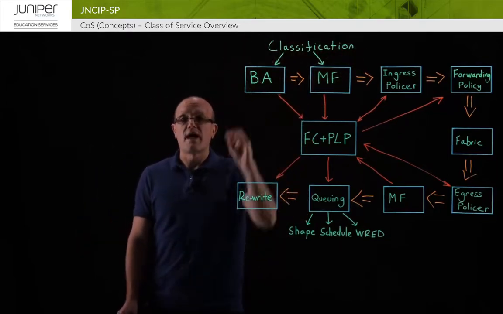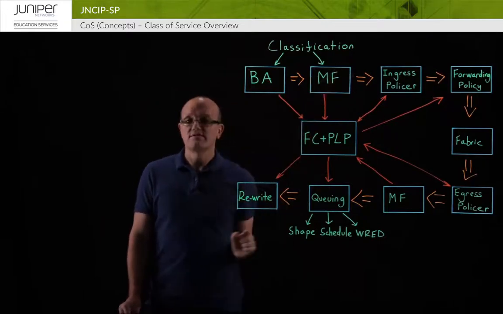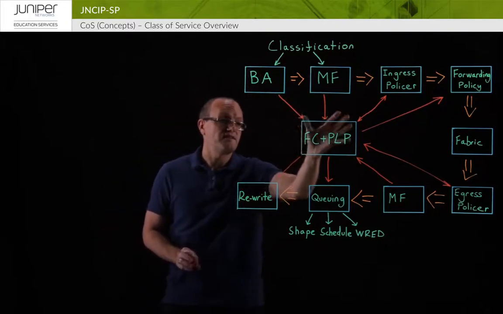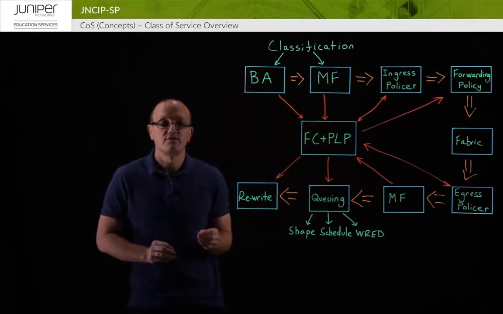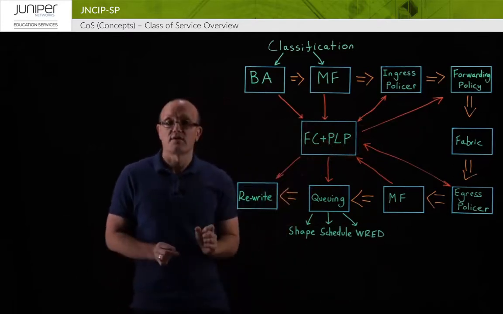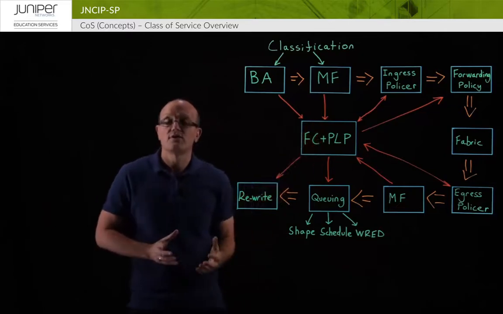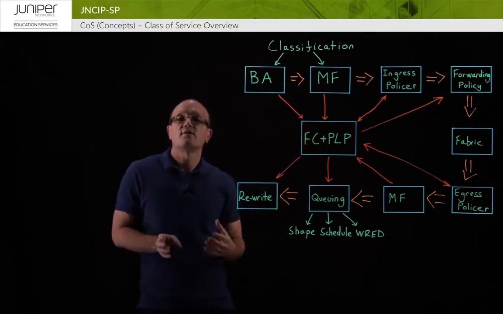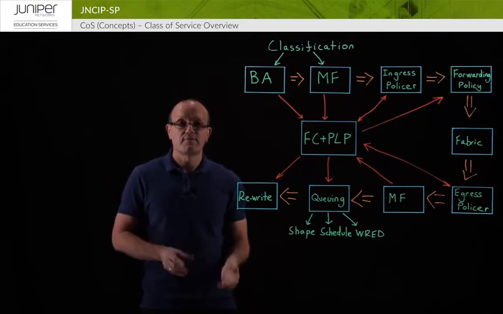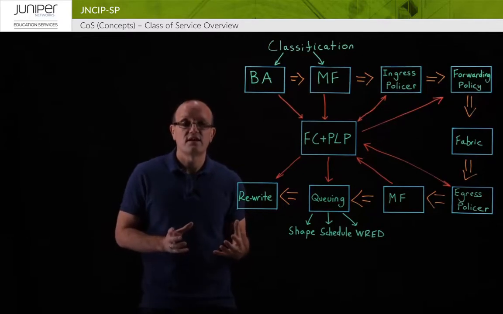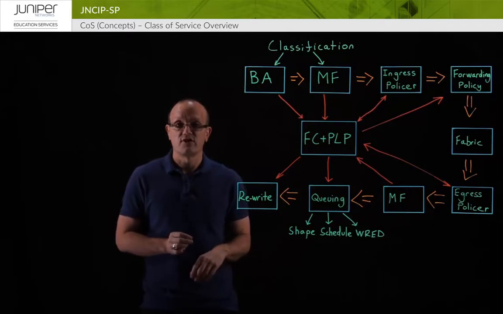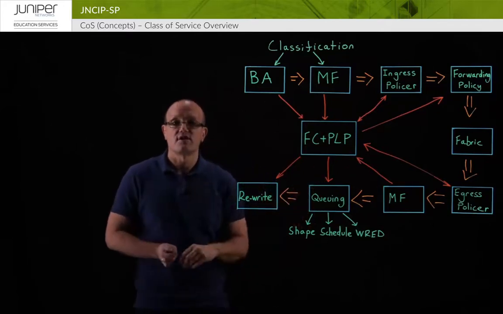We can either use behavior aggregate classification or multi-field classification. With that traffic classified, we then set some internal labels. They are forwarding class and packet loss priority. Forwarding class you can think of as loosely equivalent to a queue, and it's going to determine the traffic servicing on the egress interface. Packet loss priority, as the name suggests, indicates the likelihood of whether this packet should be dropped when we start to experience congestion, again on the egress side of processing.